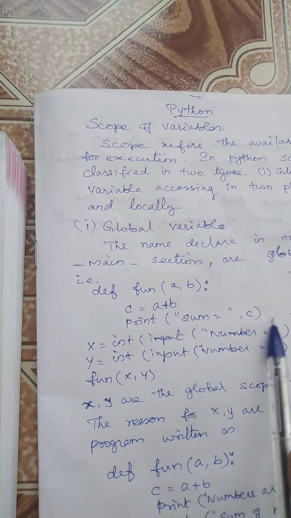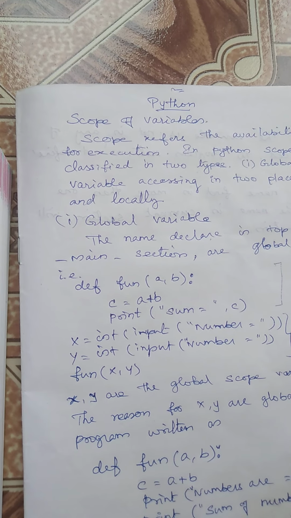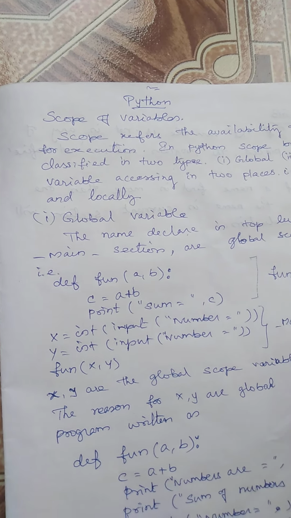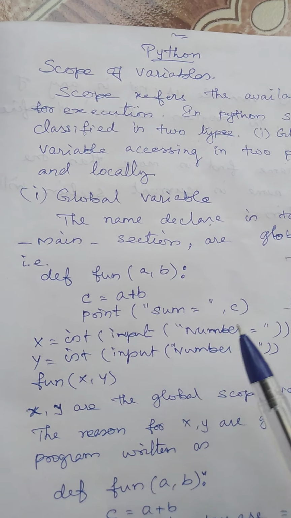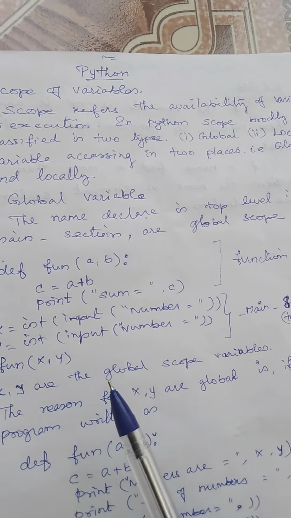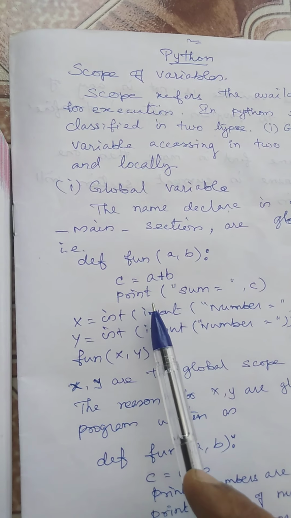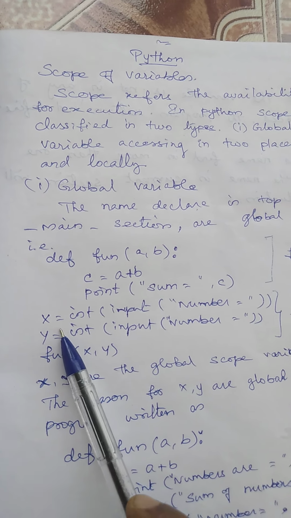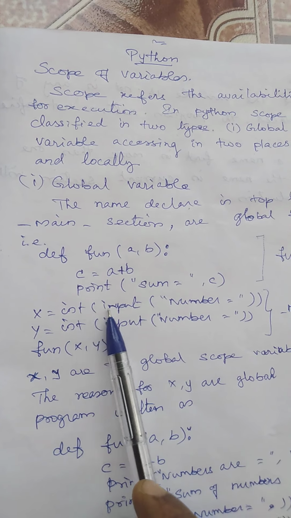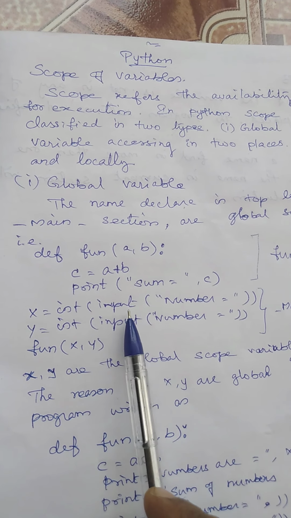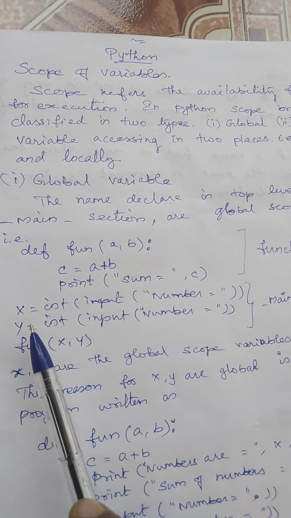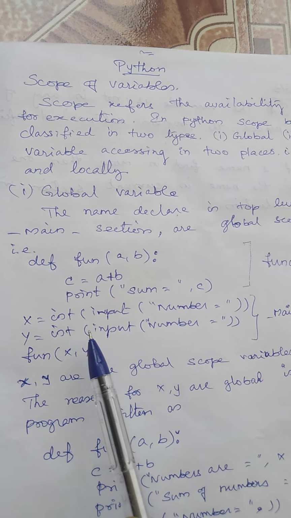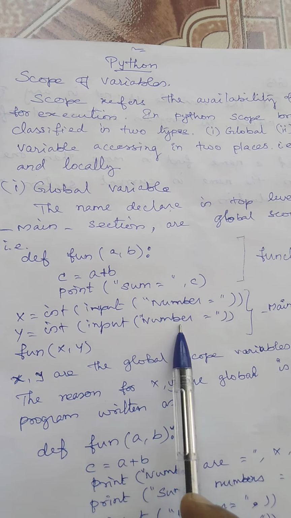So this area is called what? Function scope area, the function section. Whereas here, the next line after the function definition, we have a variable called x. The x is going to get the value from the keyboard, that is int of input of a number value, and we are declaring another variable called y that also is going to get its value from the keyboard.